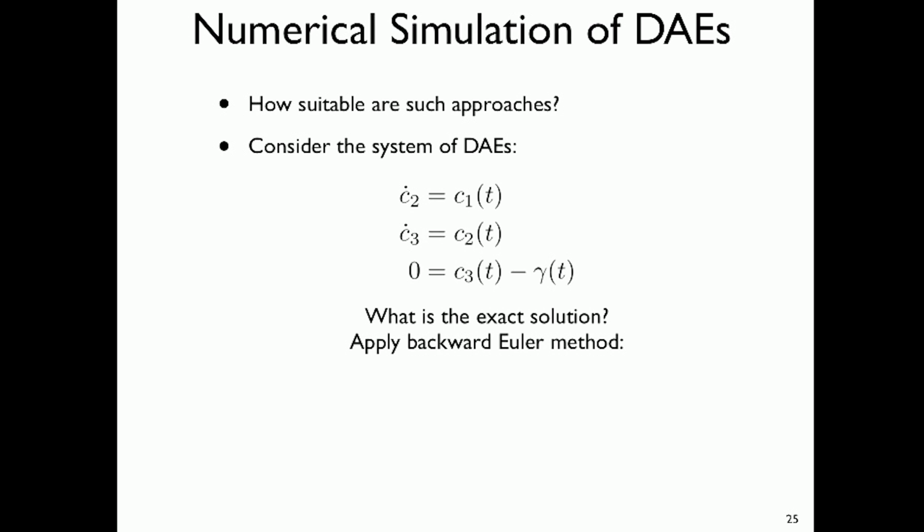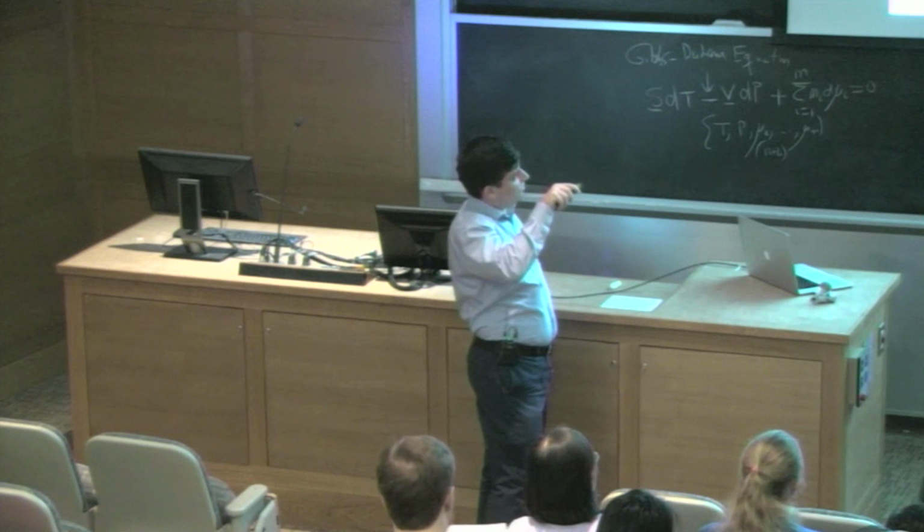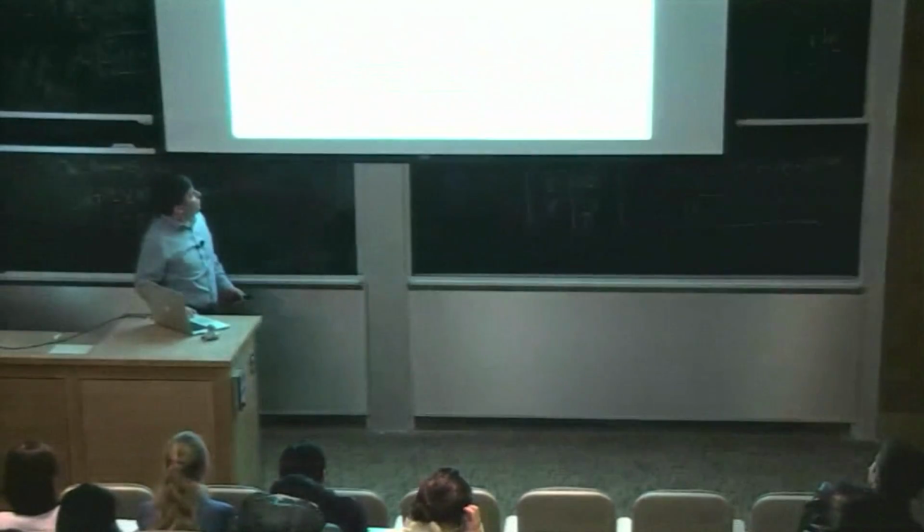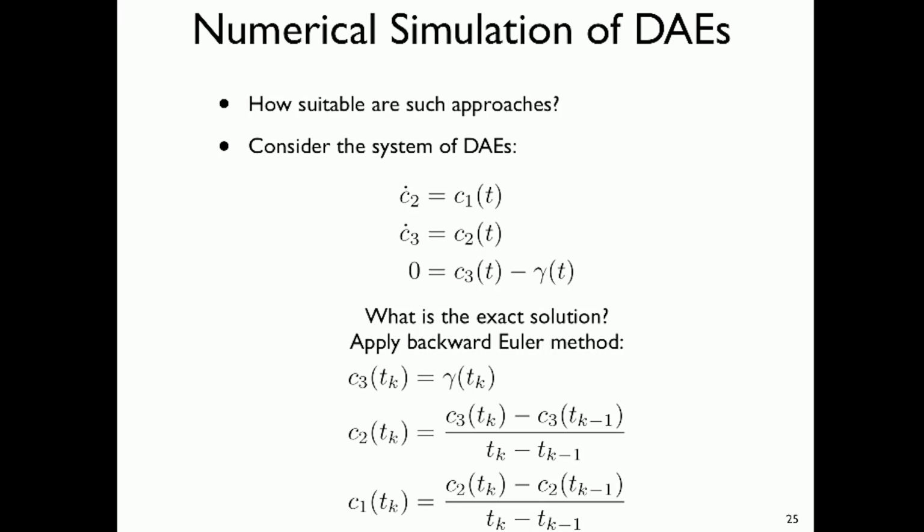Here's a system of DAEs. C2 dot is equal to C1, C3 dot is equal to C2, and 0 is equal to C3 minus gamma. Gamma, again, is some measurement. We solve this equation to determine C3. We substitute C3 up here to determine C2. We substitute C2 up here to determine C1. But we want to find the solution with the backward Euler method. The solution there is going to be C3 of tk is gamma of tk. C2 is related to the derivative of C3, so I use my backwards difference formula for the derivative of C3. C1 is related to the derivative of C2, so I use my backward difference formula for C2.